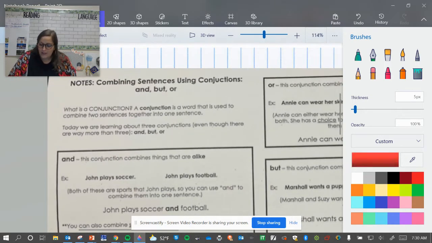All right, so let's talk about what a conjunction is. As we do this, I just want you to have some kind of colored something. It could be a marker or a crayon or a highlighter, whatever, just to draw attention to things in these notes as we do them. So what is a conjunction? A conjunction is a word that is used to combine two sentences together into one sentence. So combine is what we're doing. We're taking this sentence and this sentence and making them one sentence.